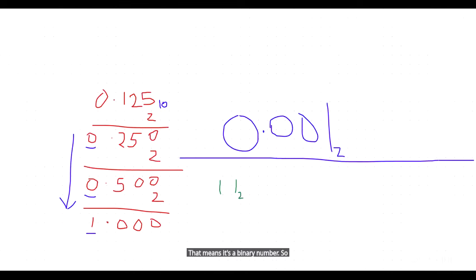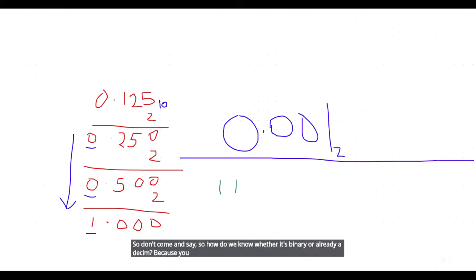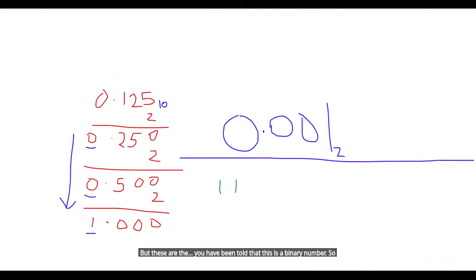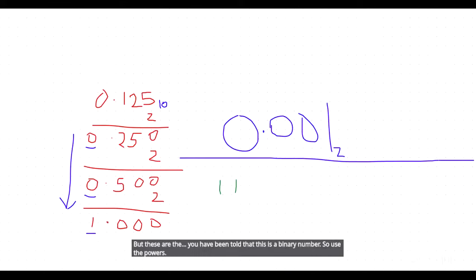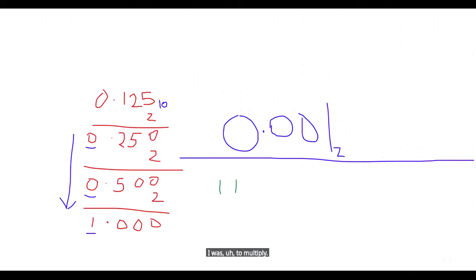So we have to convert this binary number to decimal. Don't come and say, how do we know whether it's binary or already a decimal, because you have 11 too in our decimal number system? But you have been told that this is a binary number. So use the powers to multiply. And I'm not here to teach powers.